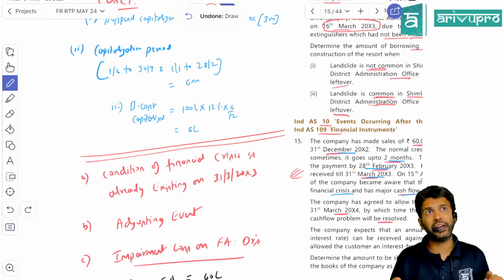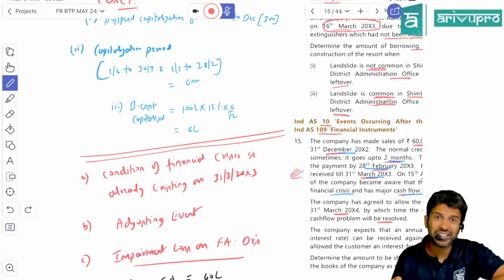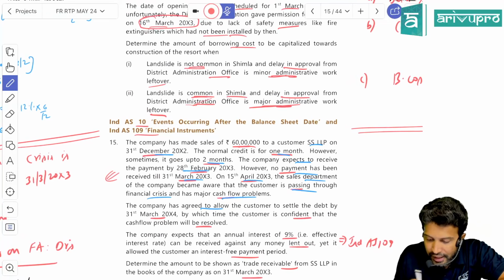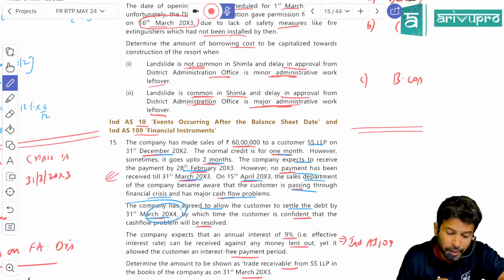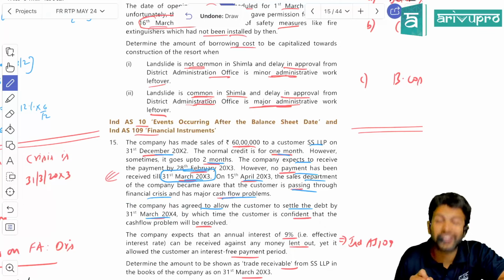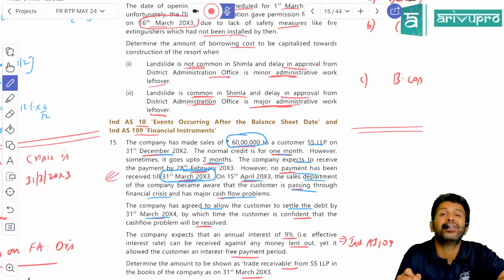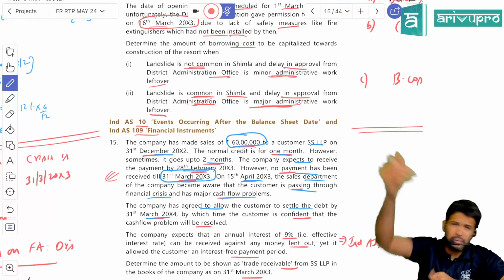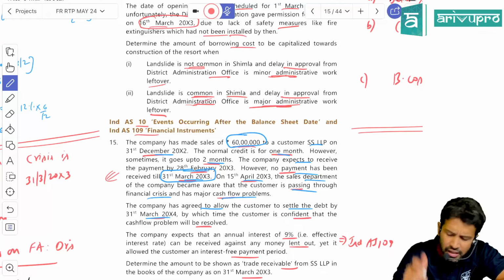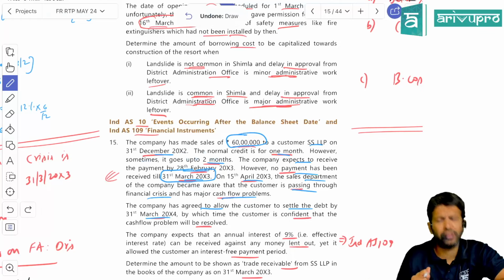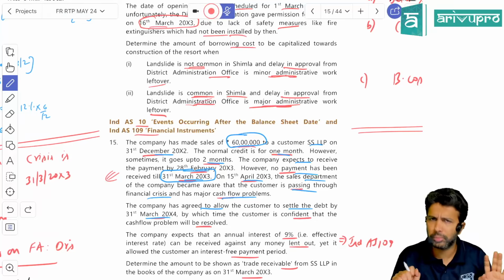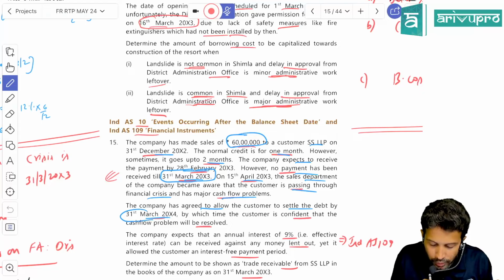Now why will Ind AS 109 come into the picture? The debtor is a financial asset, and for financial assets we do Ind AS 109 accounting. So now let's see what happens. The company agreed to allow the customer to settle the debt by 31st March 20x4. Keep the date in mind. We are on 31st March 20x3 currently, and we have to receive 60 lakh from the customer. Since he is maybe our long-standing customer, we have been transacting with him for a long period of time. We did not receive it by 31st March of the current year, so because of our relationship, we told the debtor, no problem, we understand you're going through some problems. You can pay us with 1 more year's time.